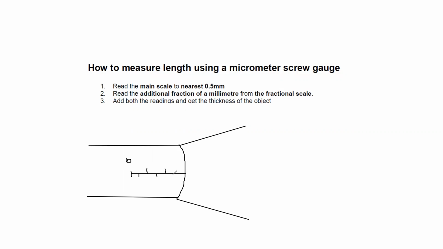the numbers are not written on the main scale, but you can see the numbers on the circular scale. Say this was 15, 20 was there. So how do we read this scale, the formula for reading a micrometer?